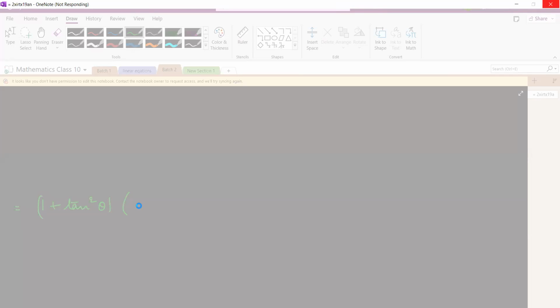So now it becomes a plus b into a minus b kind of thing. Yes, ma'am. Yeah, so it will be now 1 minus tan 4 theta and then minus 1 minus cot 4 theta. And then you'll get the answer.